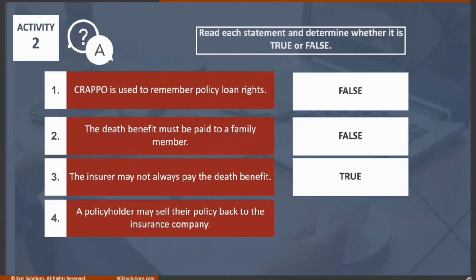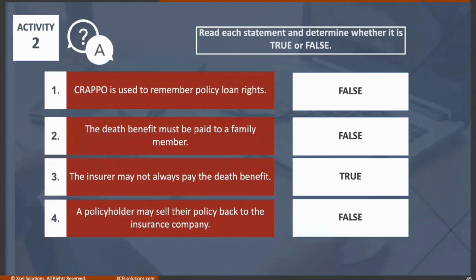Question number 4, a policyholder may sell their policy back to the insurance company. That is a false statement. You might be able to accelerate up to 75% of your death benefit right now while you are yet still living. That would be you executing the accelerated death benefit rider that you have on your contract, but you are not going to, as a policyholder, be able to sell your policy back to the insurance company. That is a false statement.